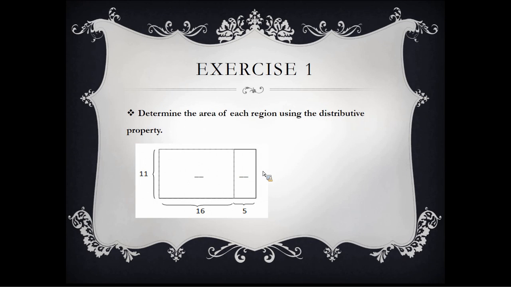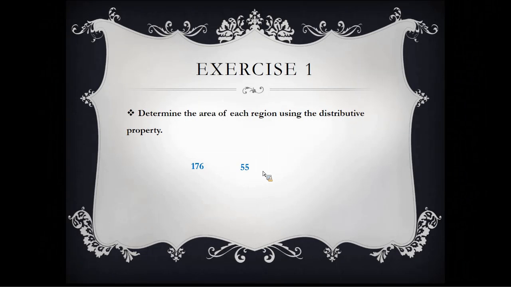So, let's begin. We have 11, 16, and 5. So, technically what we have is 11 times the quantity 16 plus 5. Well, 11 times 16 is 176. 11 times 5 is 55. If we add those totals together, we can find the area of our region.